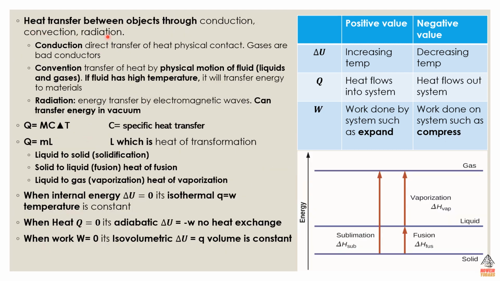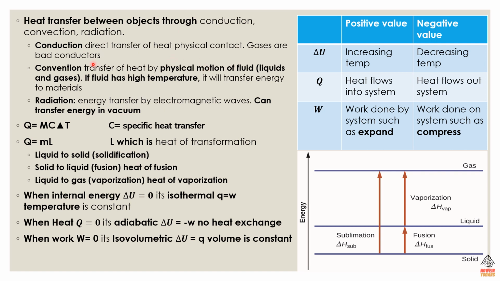Next, we have the heat transfer between objects. Heat transfers between objects in multiple ways: conduction, convection, and radiation. Conduction is the direct transfer of heat through physical contact, and gases are really bad conductors because they're far away from each other. Transferring heat using gases is really, really bad.